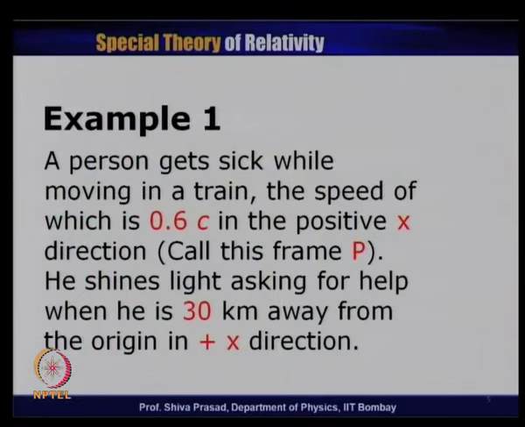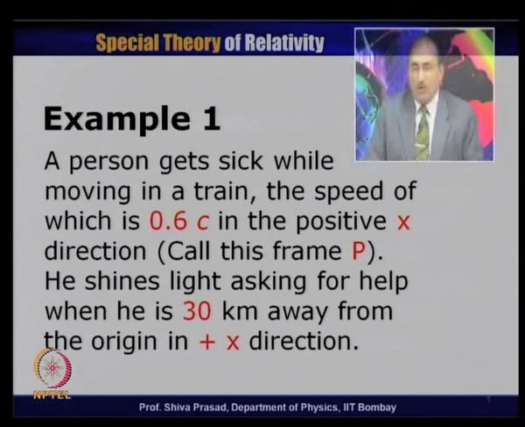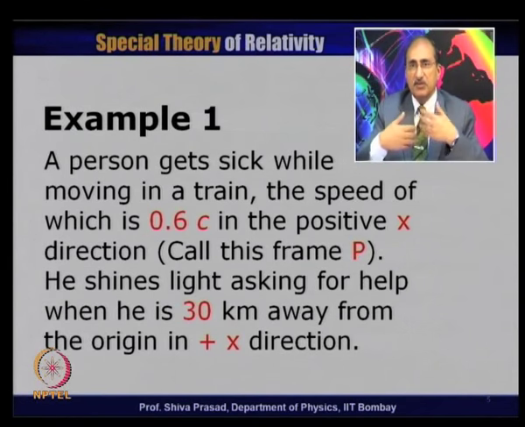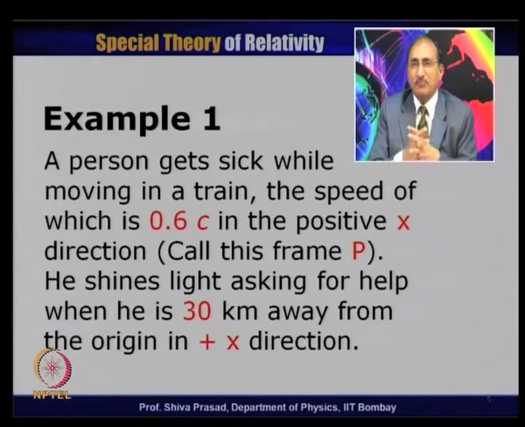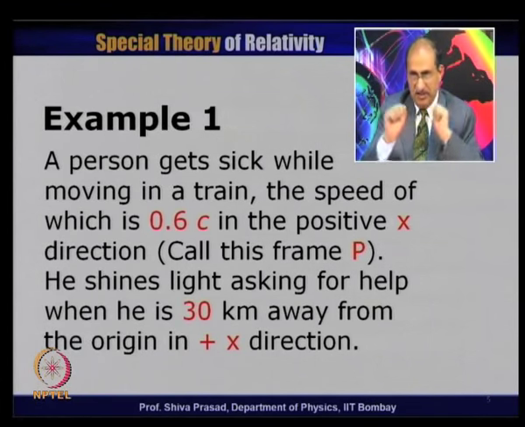A person gets sick while moving in a train. Of course, because we are dealing with special theory of relativity, everything moves with a constant velocity here. Nobody stops; everyone is moving with constant velocity, because that's the way we solve the problem. Once a person stops or anything like that happens, it is no longer in the purview of special theory of relativity, because it does not involve an inertial frame. So all of our velocities are constant and they never change as far as the examples are concerned.